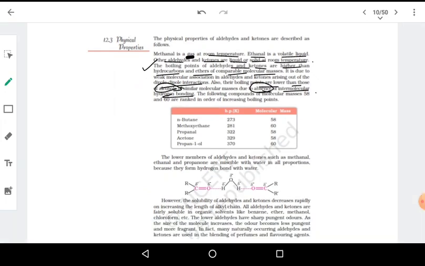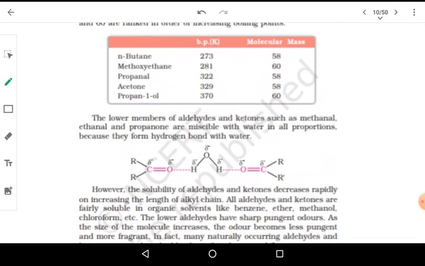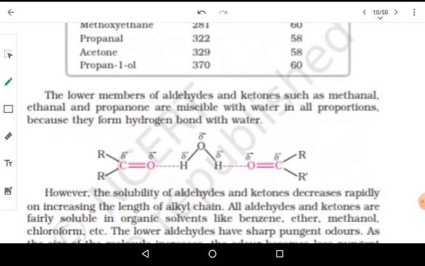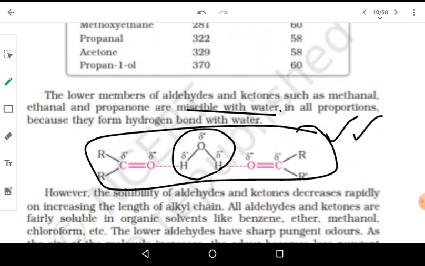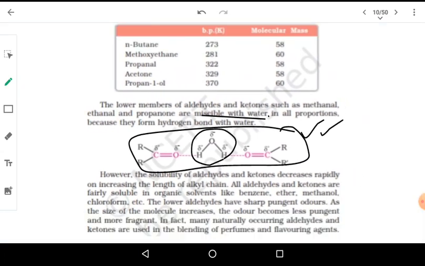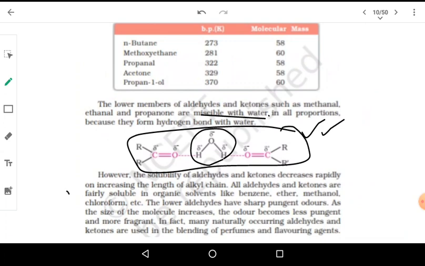Now if I take the next paragraph, here you can see that the lower members are miscible in water. This is important. Lower members are miscible, their size is less, so they can form hydrogen bonds over here, and they are miscible in water. Whereas the higher members are not miscible. Now, the solubility of aldehydes and ketones decreases rapidly on increasing the length of the alkyl chain. All aldehydes and ketones are fairly soluble in organic solvents such as benzene, ether, methanol, chloroform, etc.